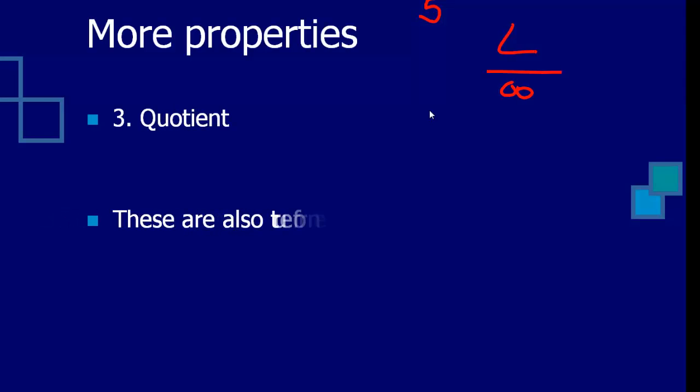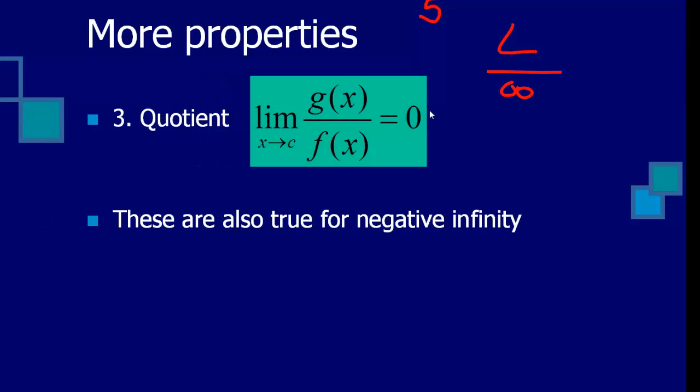And one more is the quotient rule. And this is an interesting one. If f of x has an infinite limit and g of x has some finite limit, the limit as x approaches c of the finite divided by the infinite is 0. And this is because any number divided by a gigantic number is always going to approach 0. Because f of x is going to get very, very large, or very, very small in the case of negative infinity. And either way, it's going to approach 0.